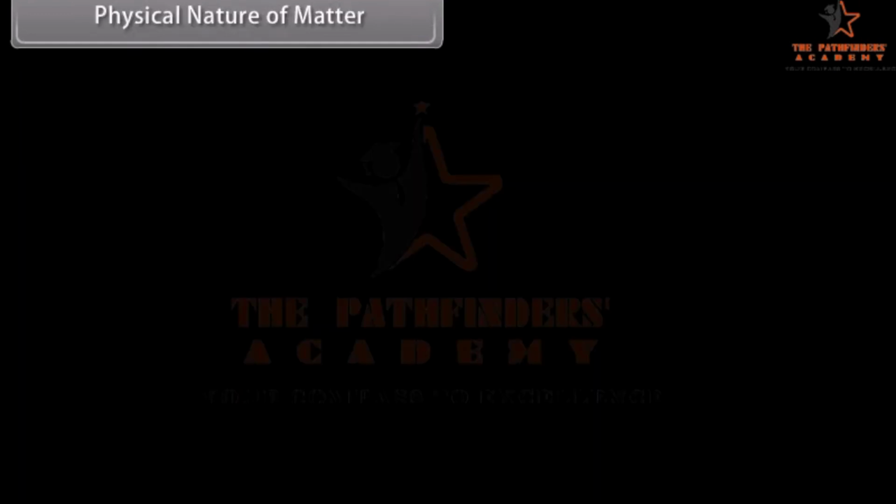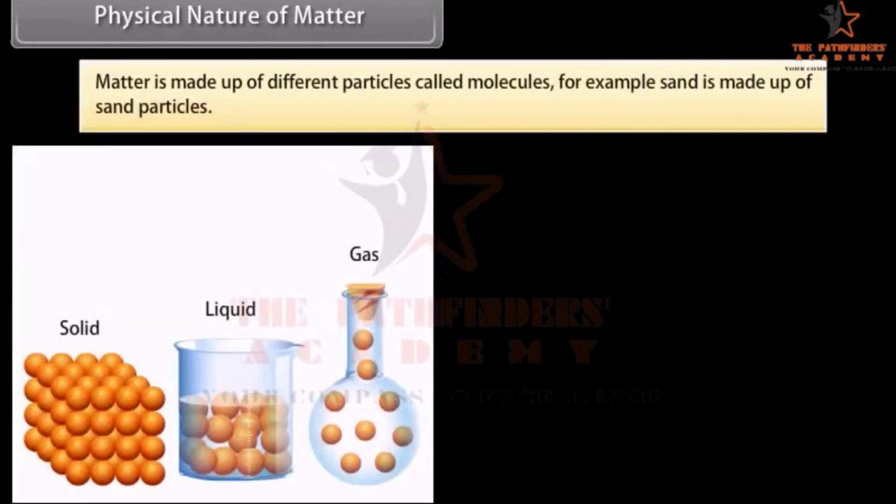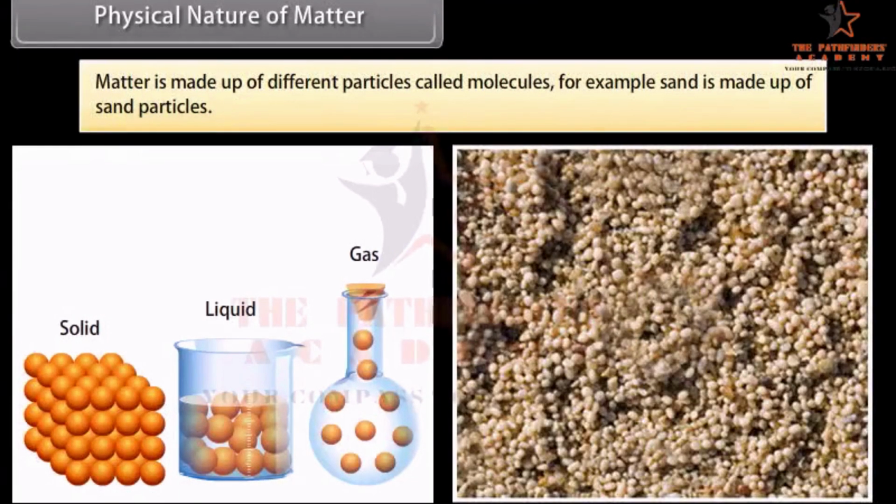Physical nature of matter. Matter is made up of different particles called molecules. For example, sand is made up of sand particles.